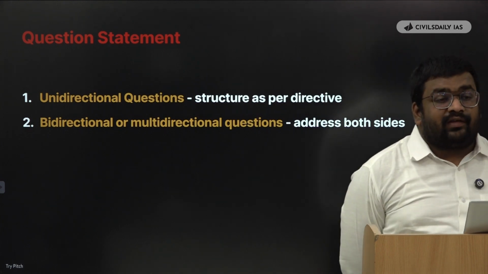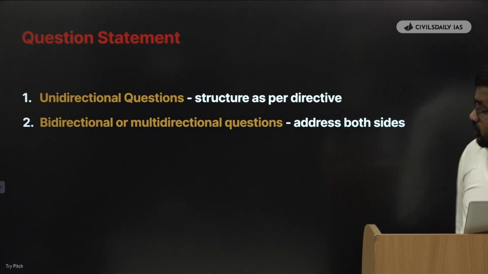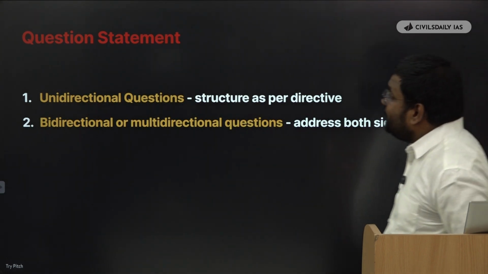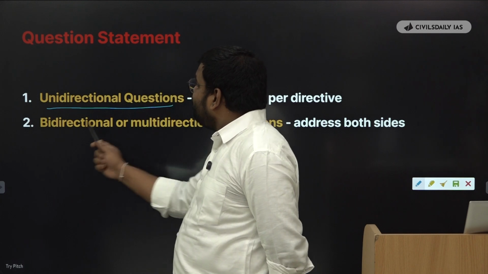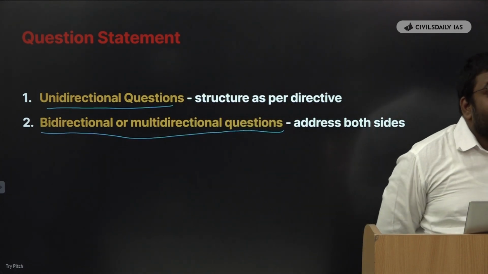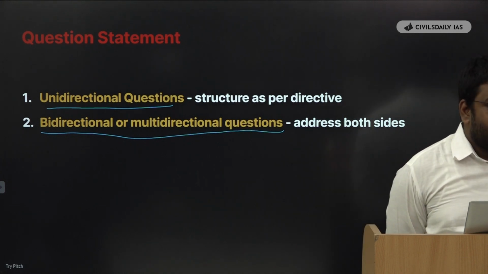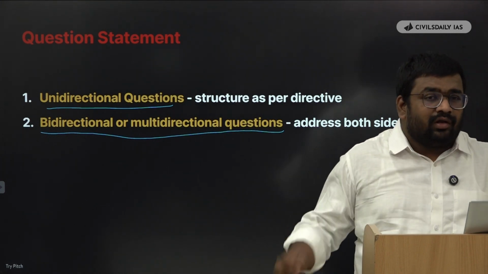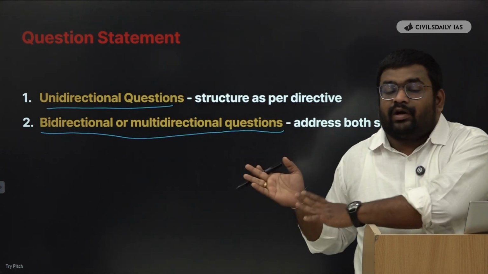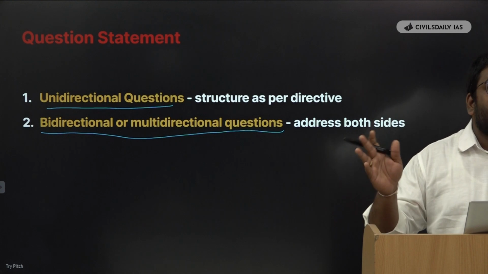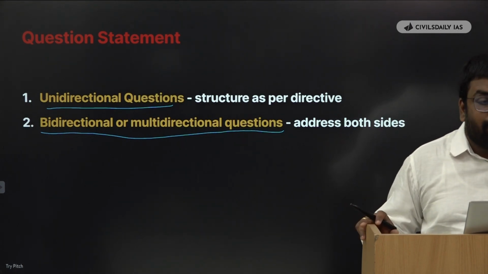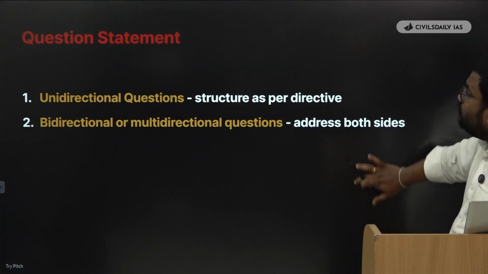So generally in UPSC, there are two kinds of this statement. First is the unidirectional statement, and second is the bidirectional or multidimensional statement. That is, when the statement is unidirectional, there is just one demand in the question, or the question has just one line of thought. Whereas in bidirectional or multidimensional questions, there are two sides of the coin or multiple dimensions that they want you to elaborate upon. Okay? So let's check by example.